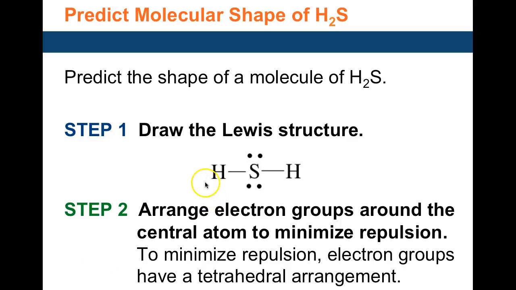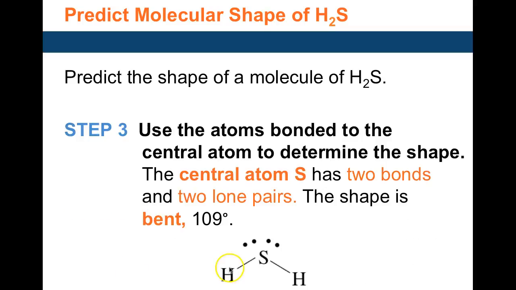So here is an example. You have H2S, hydrogen sulfide. So if you look at the Lewis structure, there are 2 bonds and 2 lone pairs around sulfur, the central atom, right? So electron group geometry is 4, tetrahedral. However, the shape is not going to be tetrahedral. It's going to be bent, right?